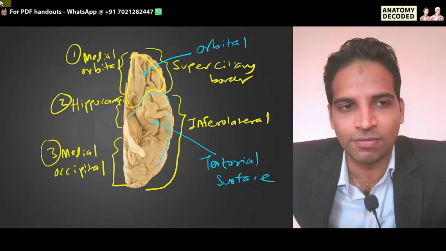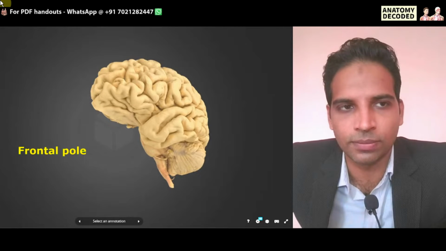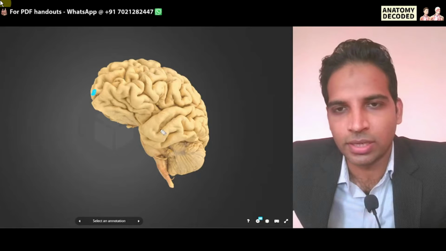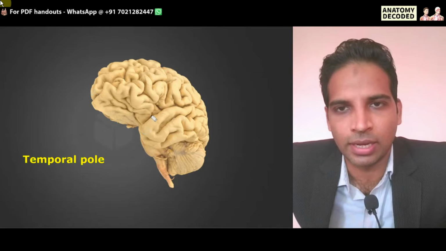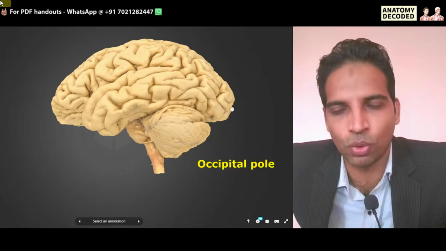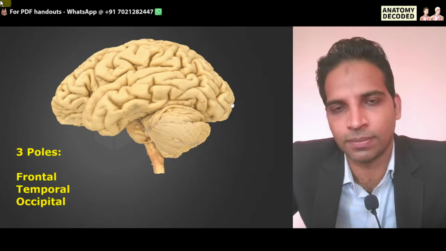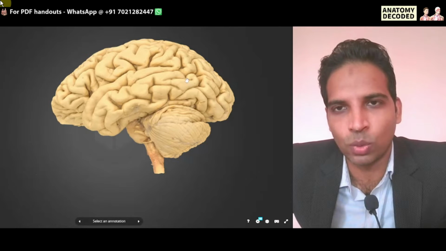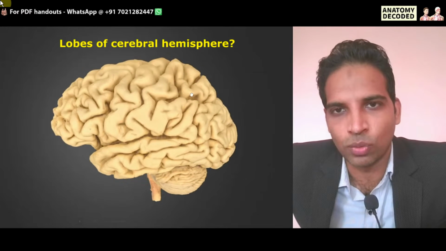Then let's look at the different poles of the cerebral hemisphere. On the anterior aspect, the pole is referred to as the frontal pole. Okay, this one is the frontal pole. Then in the temporal lobe anteriorly, the pole is referred to as the temporal pole. And behind, in the occipital lobe, the pole is referred to as the occipital pole of the cerebral hemisphere. Okay, so there are three poles: frontal, temporal and occipital. Okay, now let's look at how the cerebral hemisphere is divided into different lobes. So, lobes of the cerebral hemisphere.